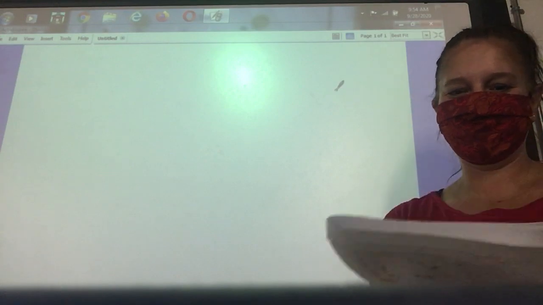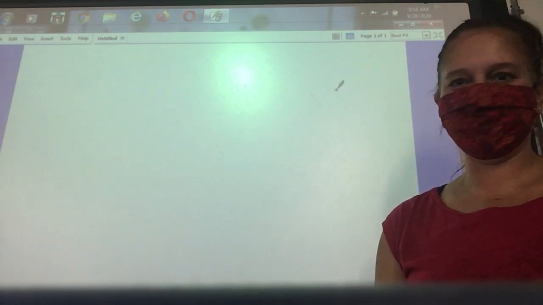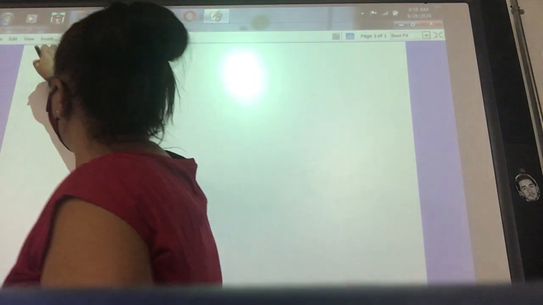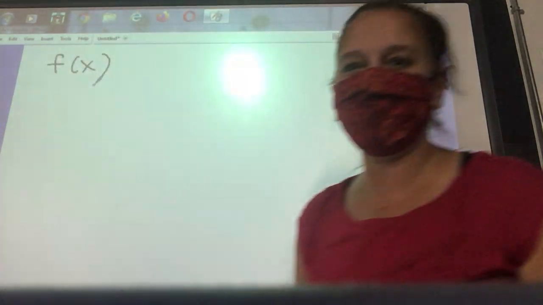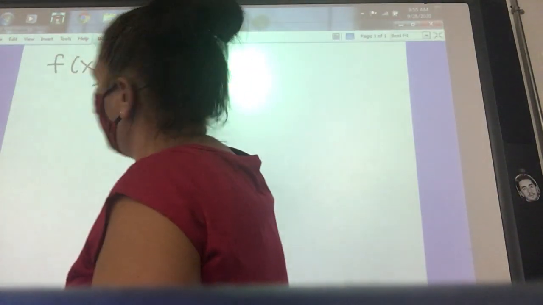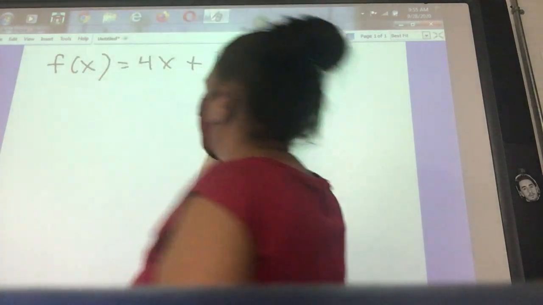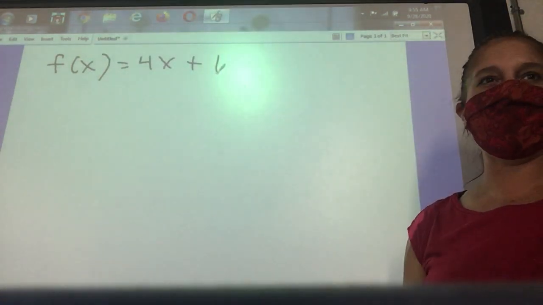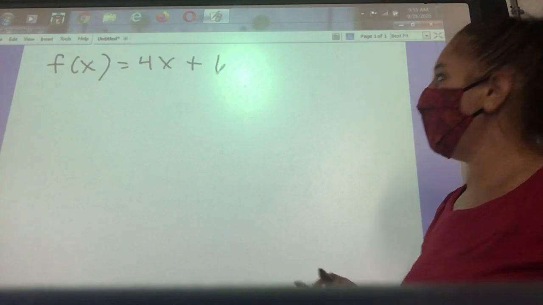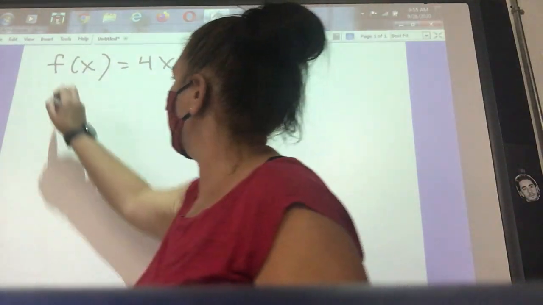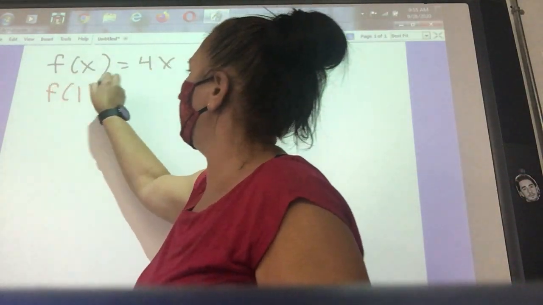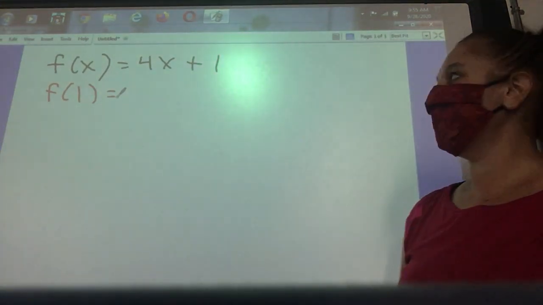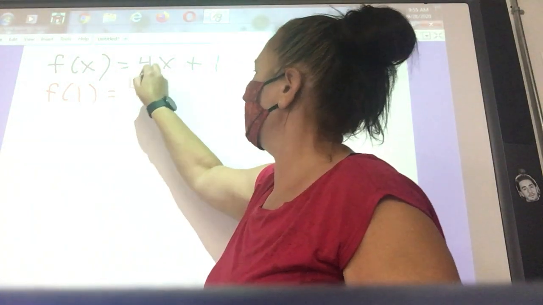Evaluating a function means to find the y value for a given x value. So we did this back in grade 10 math. We learned how to evaluate functions. So if I give you f of x equals 4x plus 1, that's functional notation. Now I can give you any value. So in the example, I asked you to evaluate for f of 1. So f of 1 means you replace all of your x values with 1.